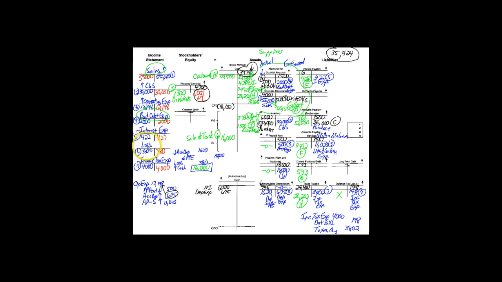Step 3, remove any non-operating activity. Well, that would be this loss on the income statement. And the loss, again, is subtracted, so I want to add it back when I get over here. This is 380.